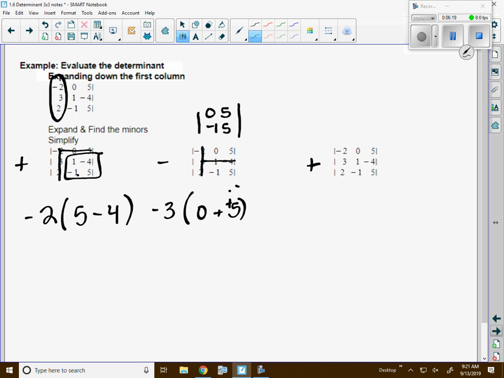Now we're doing the last entry in that first column. What was that number? Was it a 2? Okay. So plus 2, and then here's your 2x2. So it should be 0 minus 5.